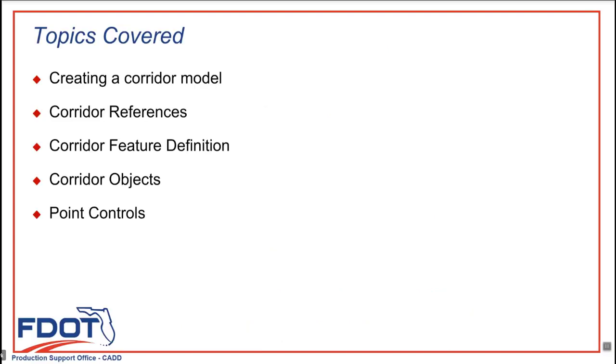So here's what we're going to cover. There's going to be a little bit of repeat. Basically, we're going to be creating the corridor models for the in conditions on State Road 61 and then the corridor model for US 98. We're going to add in corridor references, change the corridor feature definition, and look at the corridor objects. And we're also going to set point controls. That's a new thing that we haven't covered yet.